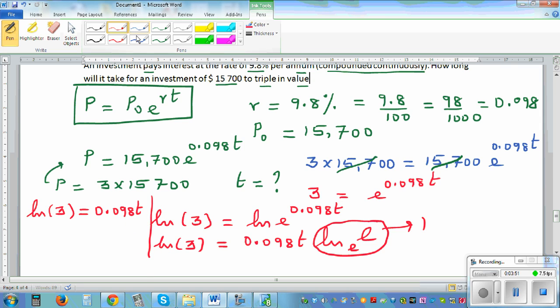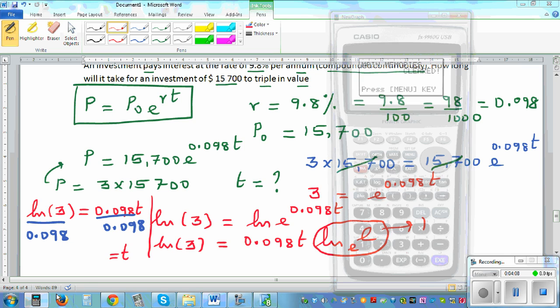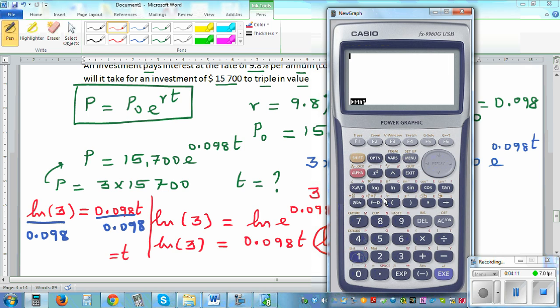So now dividing both sides by 0.098, that will give you your t. So you can say t is this divided by this. So let's use a calculator. Natural log of 3 divided by 0.098, which is 11.2 years.